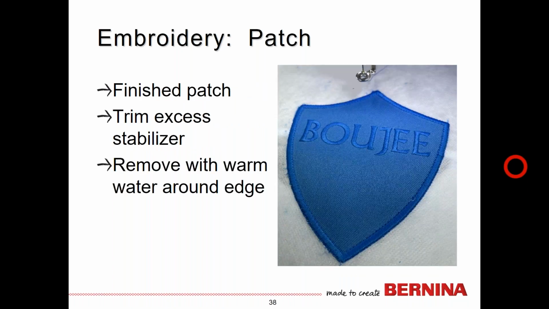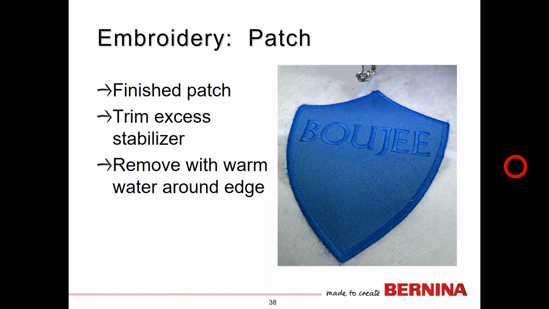Place the hoop back on the machine and finish your stitching. You can see the cover stitch was stitched and the two lines of single stitching were stitched. And then I trimmed around the excess stabilizer and removed the edges that remained of the stabilizer with warm water around the edge.